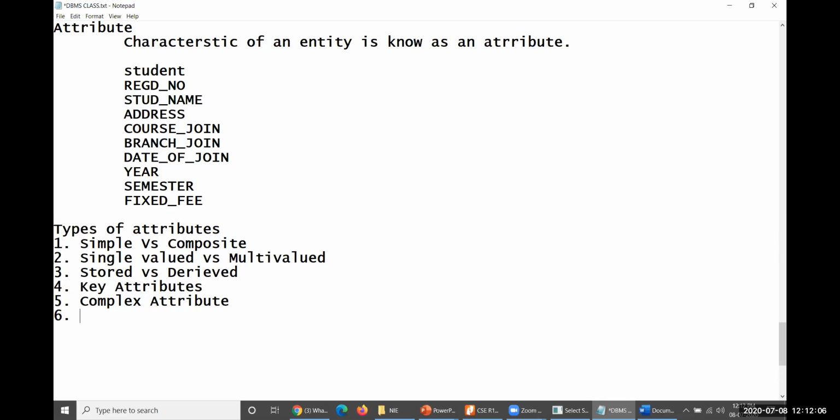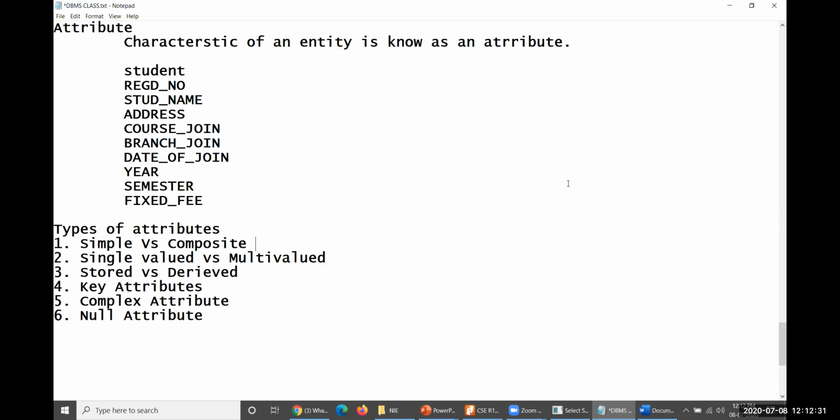Sixth one is null attribute. These are 6 different kinds of attributes which are available with us. Simple versus composite, single valued versus multi-valued, and stored versus derived, and then key attributes, complex attributes, and null attributes. These are the different kinds.